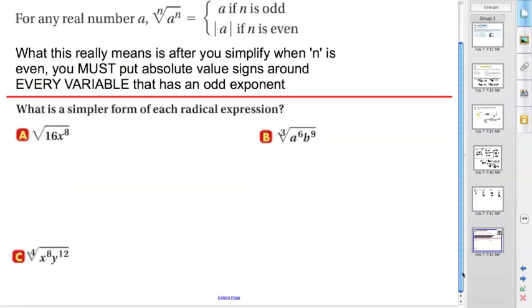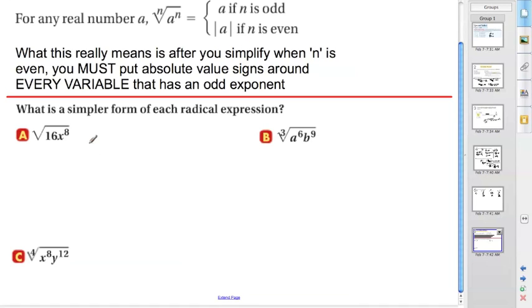The last rule that we have to realize is for any number a to the n in your radicand, if n is odd, you don't have to worry about absolute values, but if n is even, you have to do the absolute value. Basically, to summarize it, if your index is even, and after you simplify you have an odd exponent, you have to put the absolute values around it.